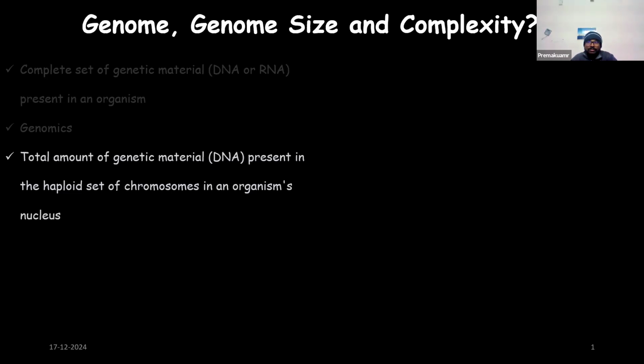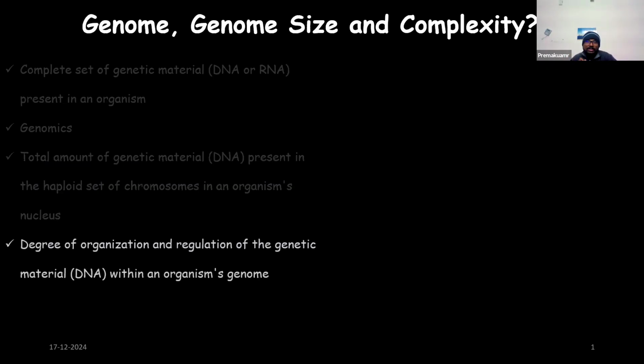If we want to further redefine the genome, it is the total amount of genetic material present in the haploid set of chromosomes in an organism. Because organisms can be haploid, diploid, monoploid, triploid, tetraploid, pentaploid, where ploidy is n number, sometimes octoploid. But if you want to define the genome of the potato, it's a tetraploid. You can't say the total amount of DNA present in the potato is the genome. The haploid set of genetic material is called the genome of an organism. You should be clear with this point.